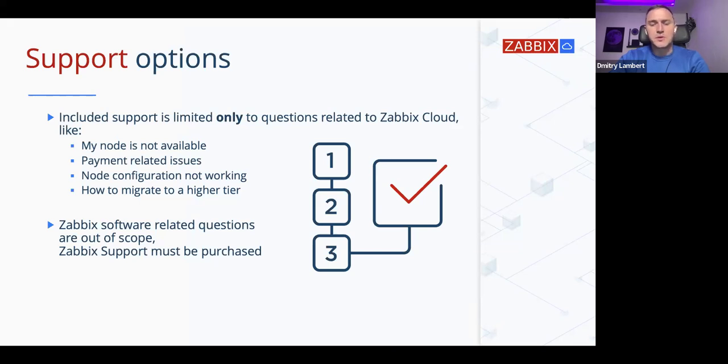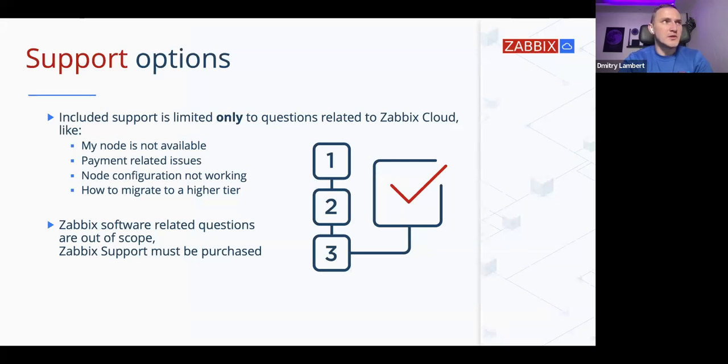Zabbix software related questions are out of scope. Zabbix support must be purchased to ask those questions. By Zabbix software related questions, I mean how to create a trigger, how to set up an action, how to create a template to monitor, say, a Cisco device over SNMPv3. That is not going to be covered by the cloud support. You can go, again, to zabbix.com/services. You can purchase consultancy hours if you want to talk with our experts about some concerning questions, or you can purchase the support.